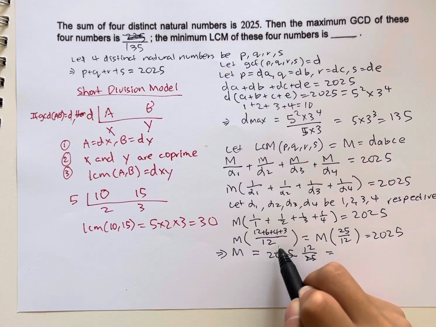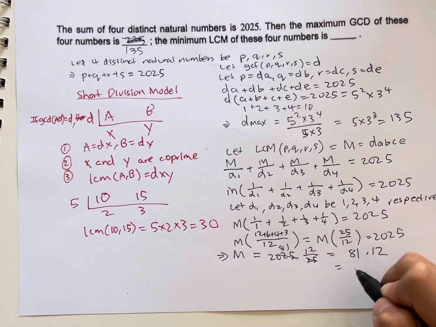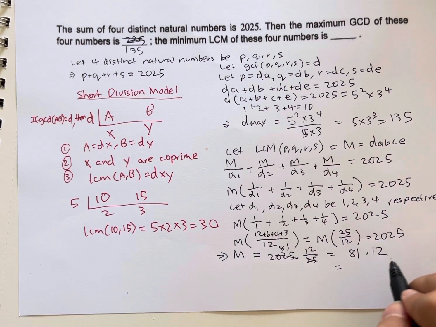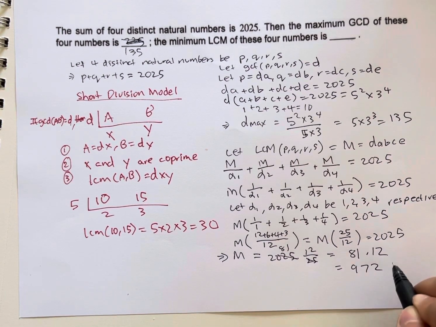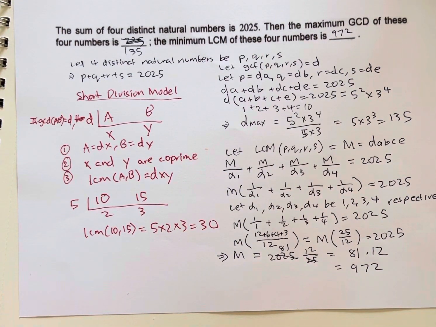So M equals 2025 times 12 over 25, which is 81 times 12, which will be 810 plus 162. It will be 972. So that is how you solve this problem. The key point of this problem is only the short division model. This is a very useful model to solve GCD and LCM. Using this, you can replace P, Q, R, S, and then to find a maximum GCD, you have to find a minimum of A plus B plus C plus E. To find a minimum of LCM, you have to maximize 1 over alpha 1 plus 1 over alpha 2 plus 1 over alpha 3 plus 1 over alpha 4. So that's how you solve the problem. Thank you for watching.